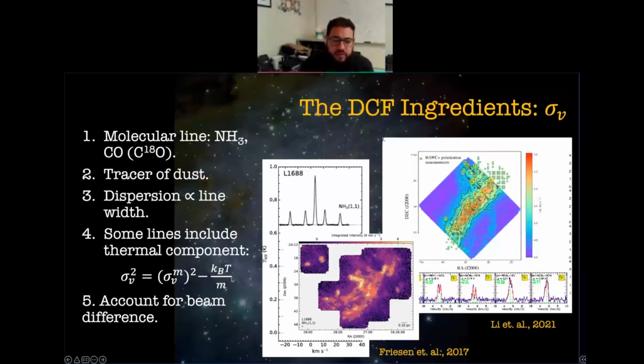And more importantly, you also need to take into account the difference between the observations' beam size or resolution for each one of these ingredients, all right? Because otherwise you'll be combining observations with different resolutions, and then you can overestimate or underestimate the magnetic field strength that way. Okay.